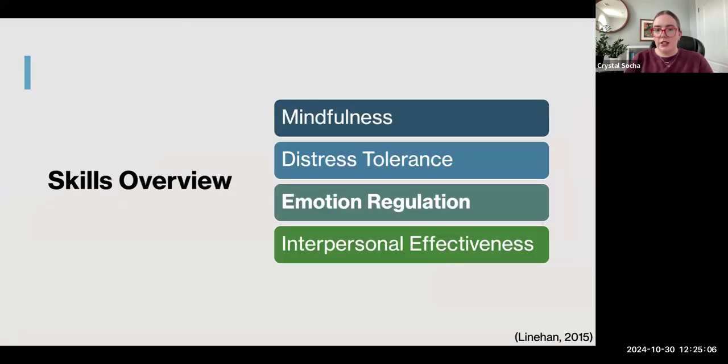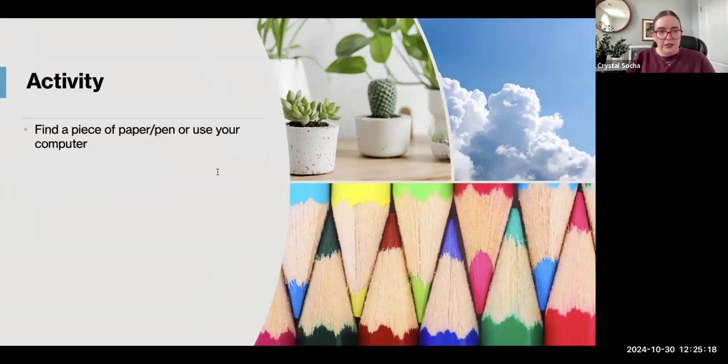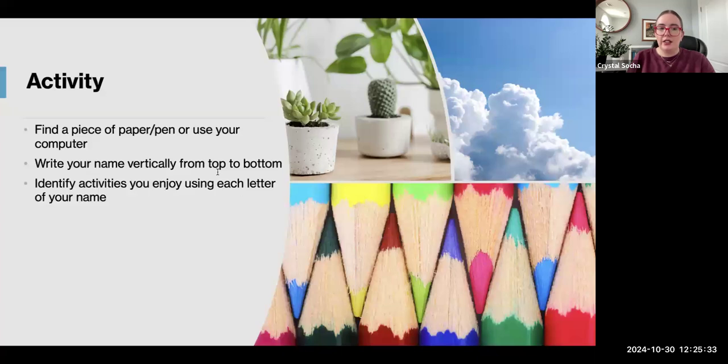As I said, we're in our emotion regulation skills module today. I'd like to start with activities always. I know I've engaged you already a bit, but you may have done this activity with me before. If you have not, what I'd like for you to do is find a piece of paper or pen or use your computer, writing your name vertically on a piece of paper, or the name you go by, from top to bottom. And then identify activities you enjoy using each letter of your name. And you'll see how this connects later to what I describe as one of our emotion regulation skills.